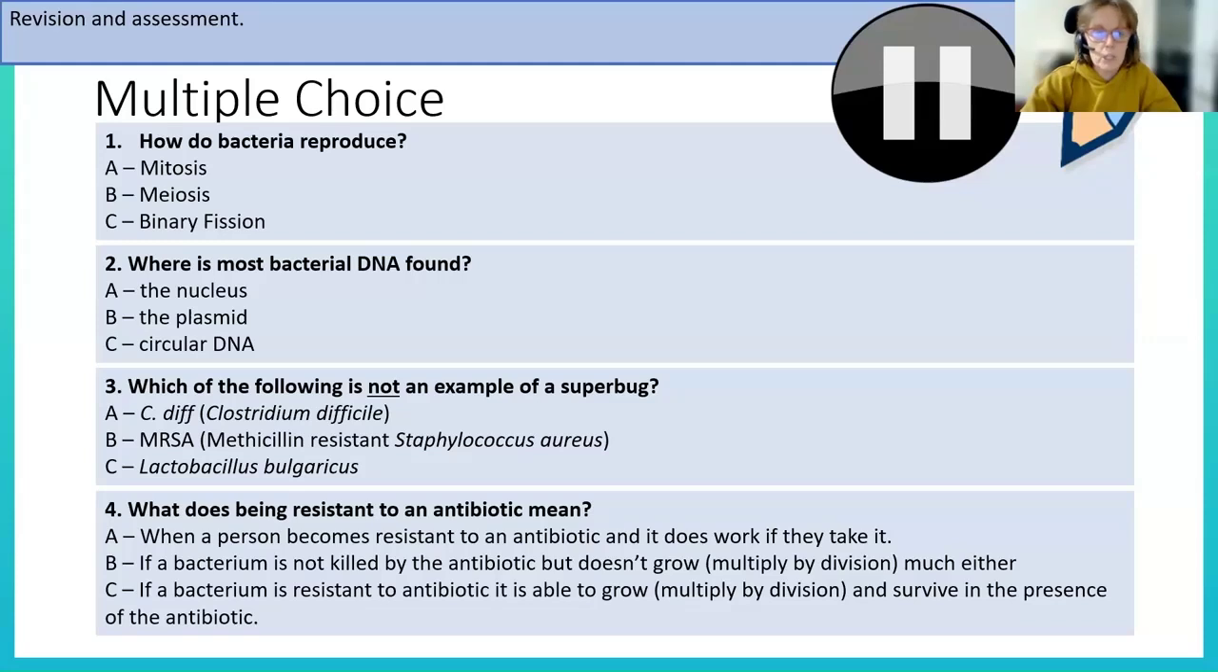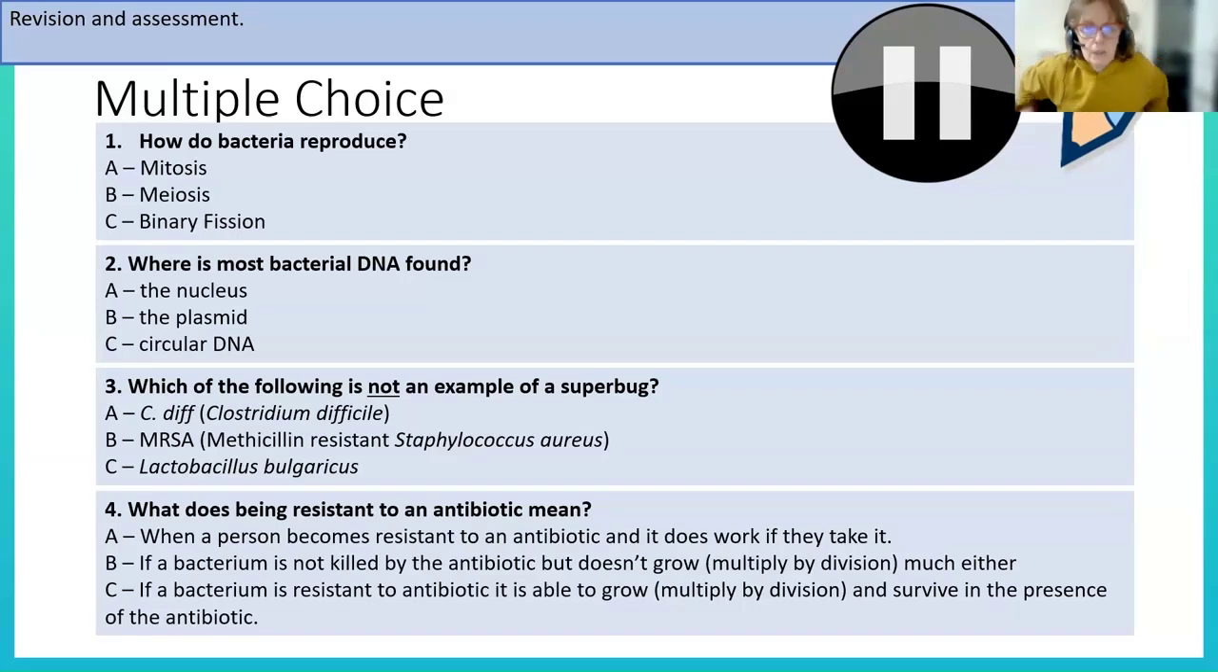Let's have a look at some questions. So, can we remember how bacteria reproduce? We had a look at that last session. So it's going back a bit now because it's been a while since we had a session. Where do we find most of the bacterial DNA in a bacterium? Which of the following is not an example of a superbug? And what does being resistant to an antibiotic mean?